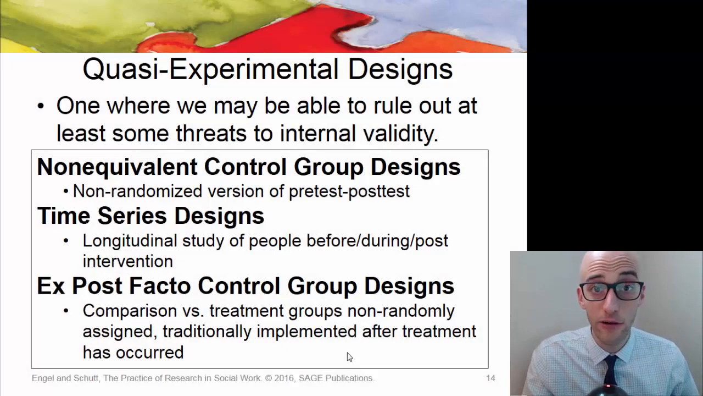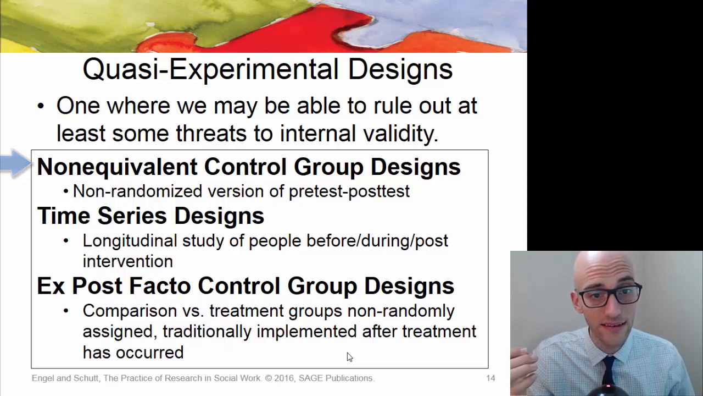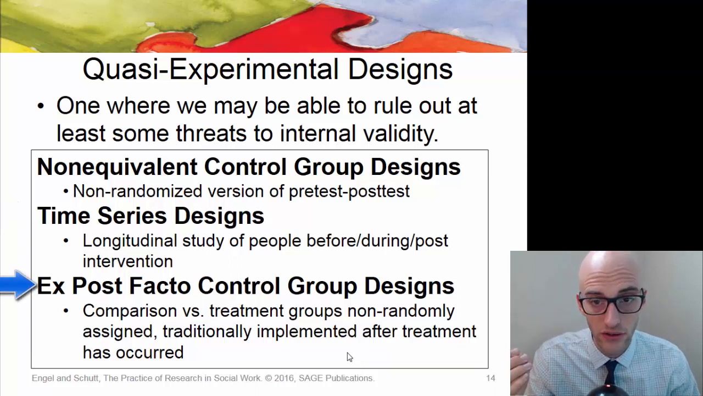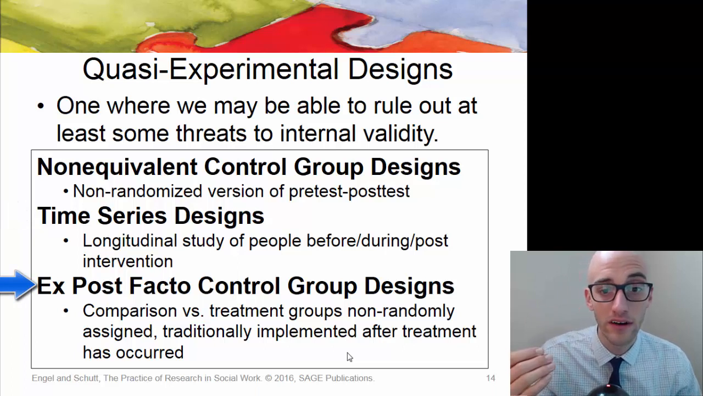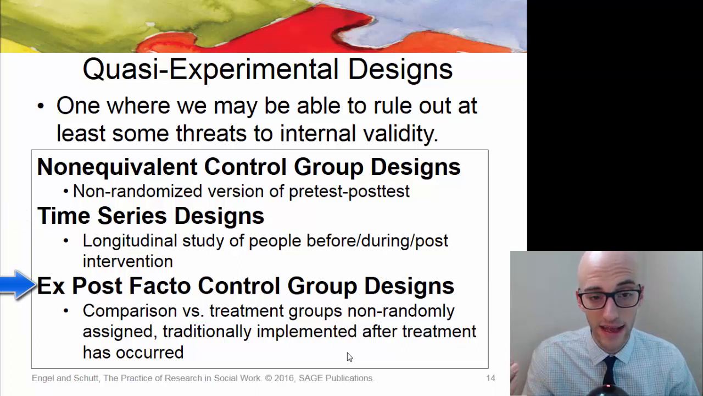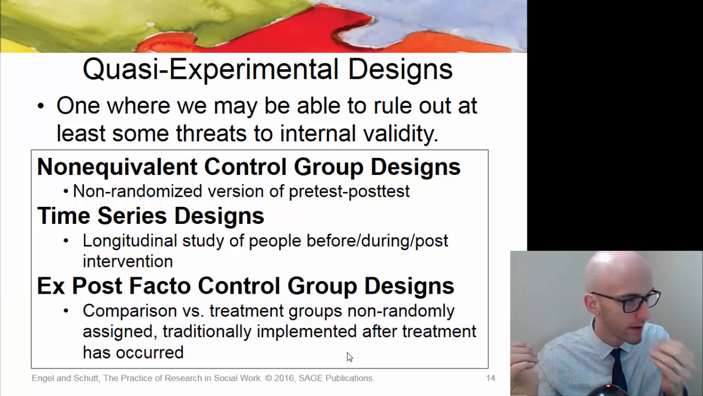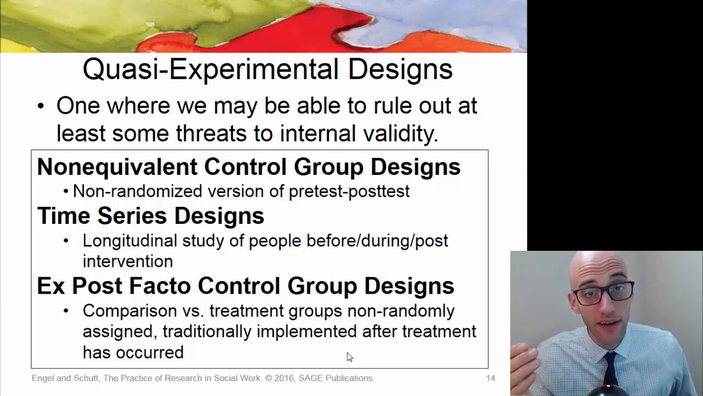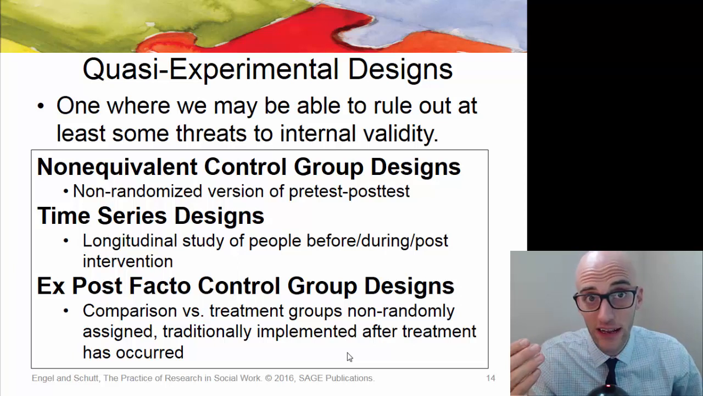So some examples here are non-equivalent control group designs, where there's a non-randomized version of a pre-test and post-test. Time series design, which is a longitudinal study of people before, during, and post-intervention. And then ex post facto control group design, which is a comparison of treatment versus control group, not randomly assigned, and typically implemented after research has occurred. So you can imagine in each of these designs described by the textbook, there's good evidence for the externalizability of the study's findings, but probably less internal control that a researcher may have over the study design.